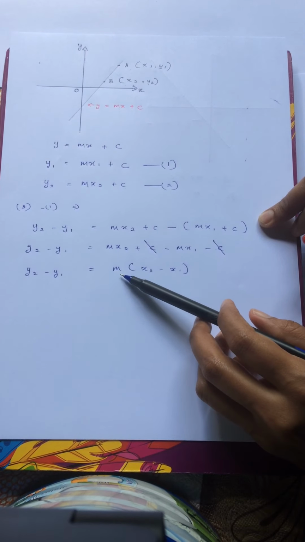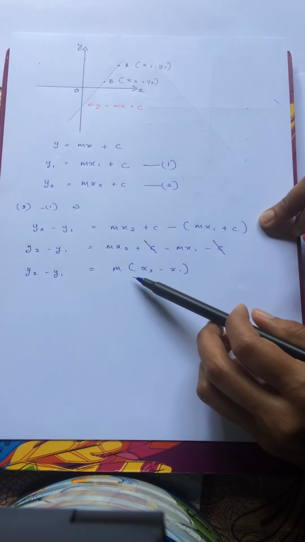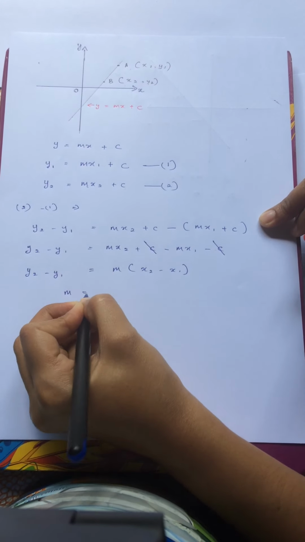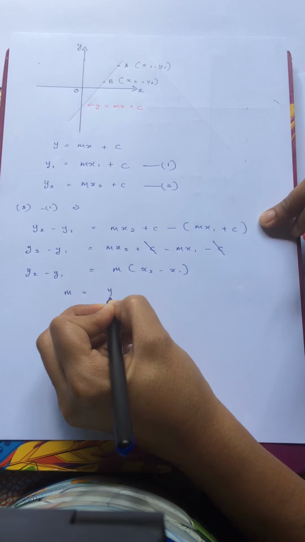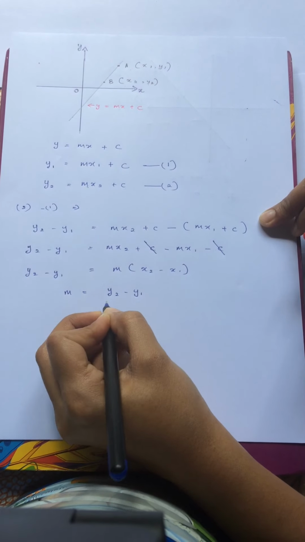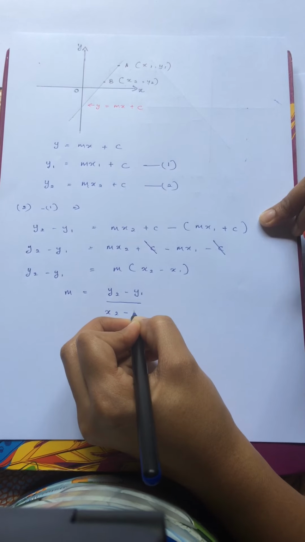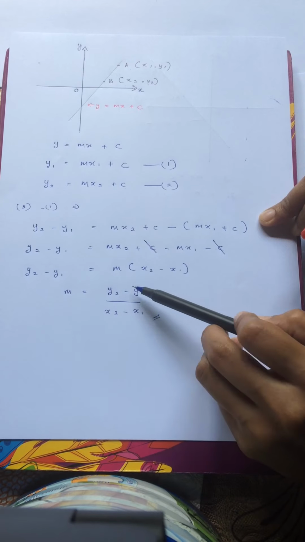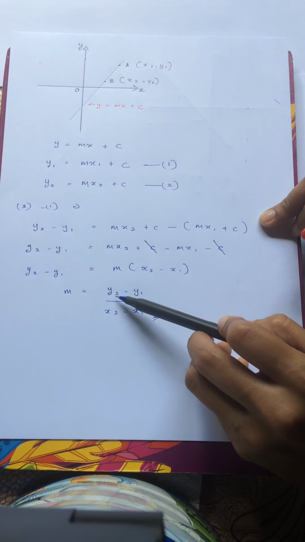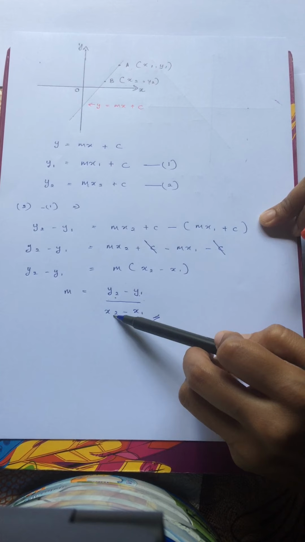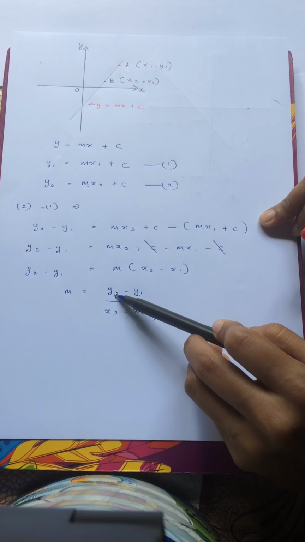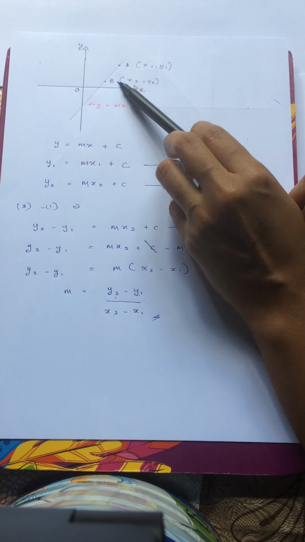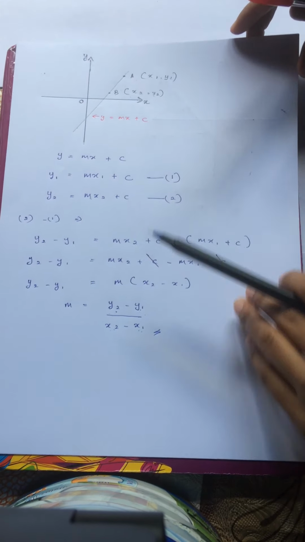I have to make m the subject of this formula, so I am going to divide both the sides by x2 minus x1. Then I will get the formula for m is equal to y2 minus y1 over x2 minus x1. Therefore, the gradient of a straight line is given by the formula y2 minus y1 over x2 minus x1. Here y2, y1, x2 and x1 are the coordinate pairs of the 2 points that we have taken.